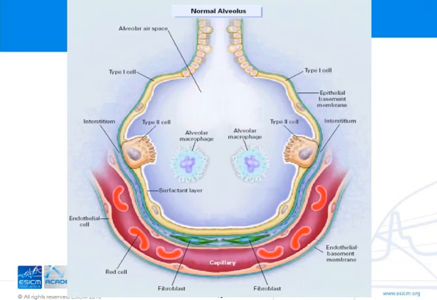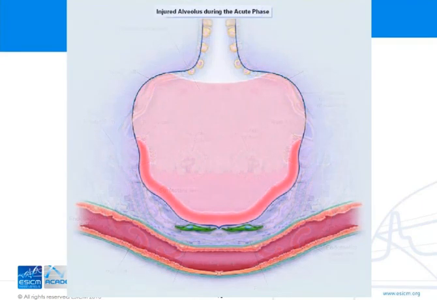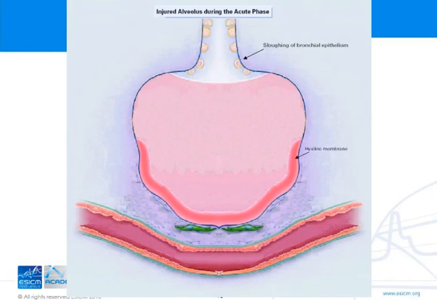Now, with the help of this cartoon, I want to investigate together with you the reason why we see differences at the bedside in terms of compliance and in terms of alteration of gas exchange. This represents a normal alveolus, but as soon as you have ARDS, there are a number of alterations that appear and may cause some of the symptoms that we may detect at the bedside. Indeed, you have a sloughing of the bronchial epithelium, as well as the deposition of hyaline membranes.